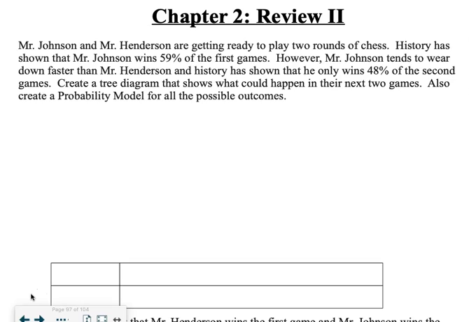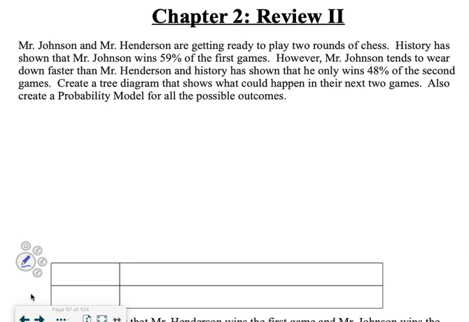All right, so the first one says, Mr. Johnson and Mr. Henderson are getting ready to play 2 rounds of chess. History has shown that Mr. Johnson wins 59% of the first games. However, Mr. Johnson tends to wear down faster than Mr. Henderson, and history has shown that he only wins 48% of the second games. Create a tree diagram that models what could happen in their next 2 games. Also, create a probability model for all the possible outcomes.